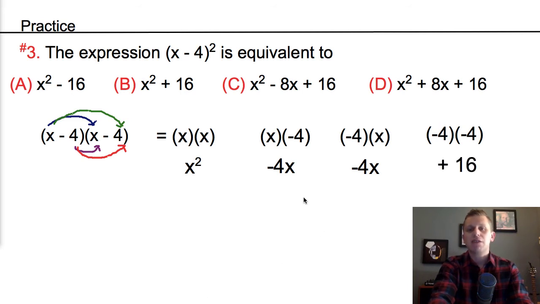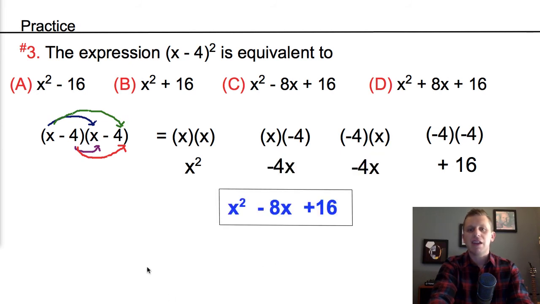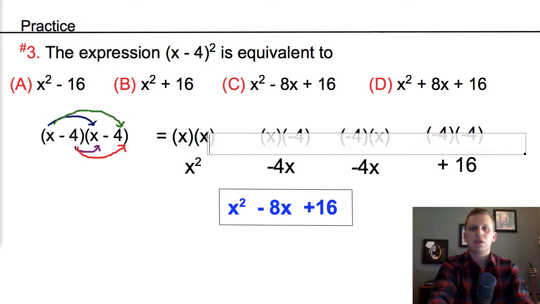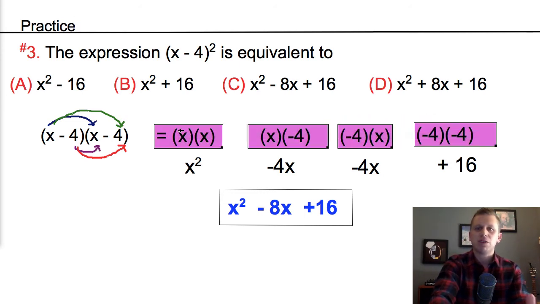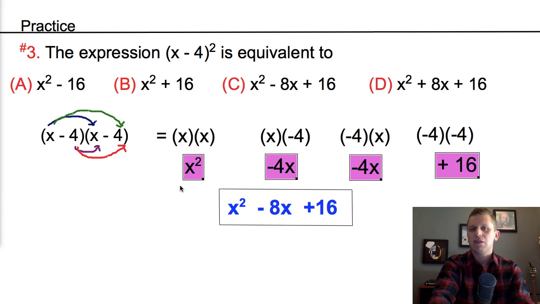Now just combine like terms. Negative 4x and negative 4x combine to negative 8x. Again, if you're doing this on your own, you don't need to do this step where you write out the products. Too much work. Where is it? There it is. These ones. Don't write out the product. Just write the arrows and go straight to what the solution is right here.